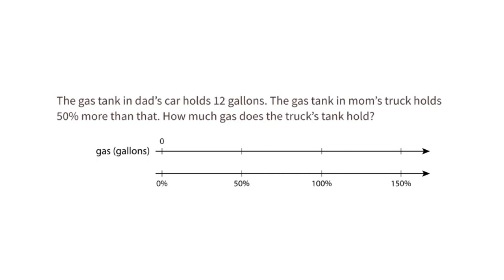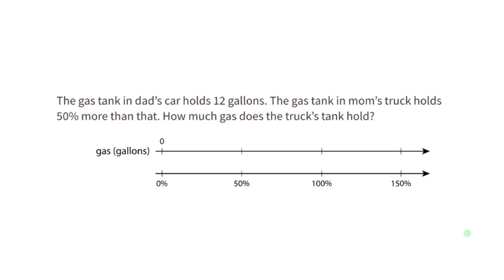So let's look first at this problem. When we're doing problems like this, we're not so worried about the number line yet. The number line's there just to help us. What we really want to do is make sure we understand the problem. So it says, the gas tank in Dad's car holds 12 gallons. The gas tank in Mom's truck holds 50% more than that. How much gas does the truck's tank hold?